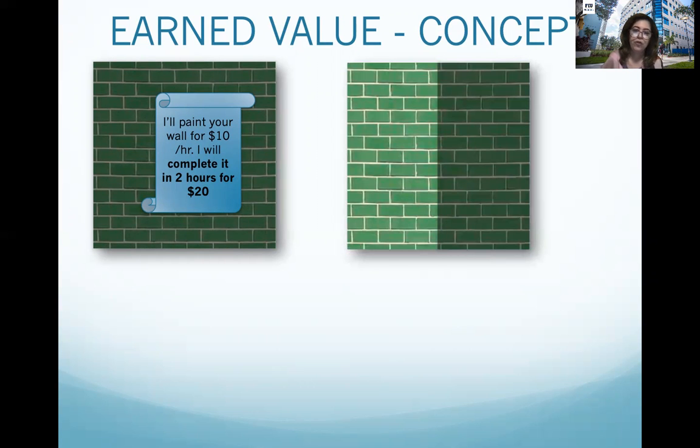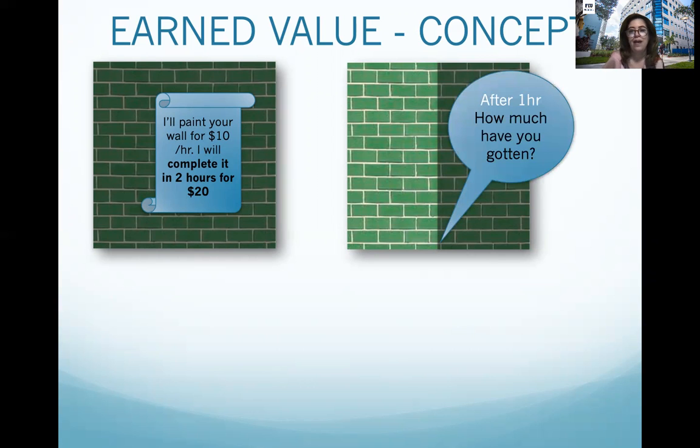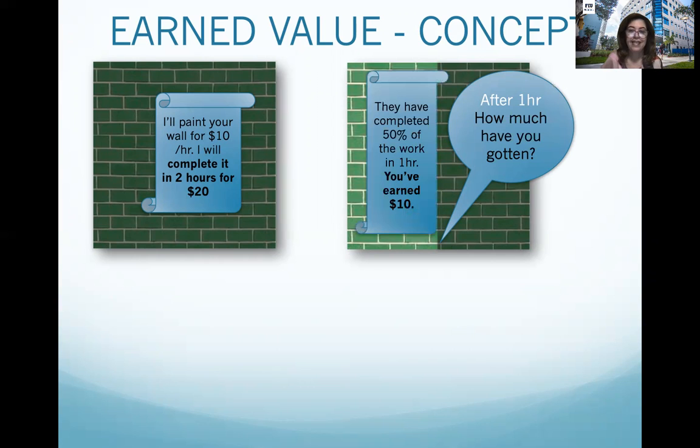So in order for me to understand the status of this project, I need to go to my backyard and ask the person who's executing the job. After 1 hour, I ask, how much have you done? If he says, I have completed 50% of the work, now I can calculate the earned value. The earned value is just 50% of the total budget, which is $10. That is the earned value: work performed in terms of budget.